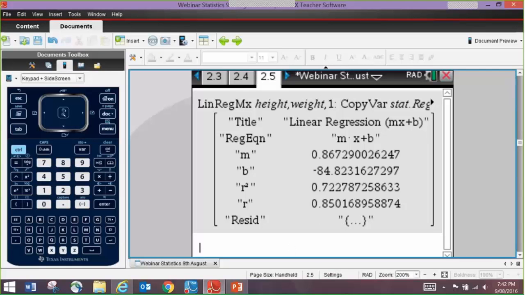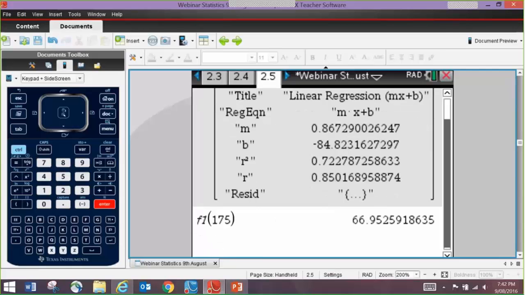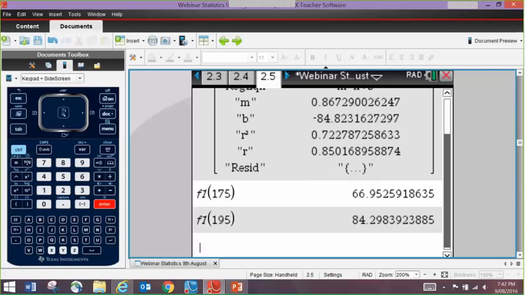But from that, because it has been saved, if you go back up and just click over here, you can have a look, and in case you forget where you've saved it to, it does tell you that you've saved it in F1. So from that, I can then make some predictions. If I want to find the weight of someone who is 175 centimetres tall, I find out that they are probably 66.95 kilograms. Likewise, if I do 195, that would be 84.3 kilograms.